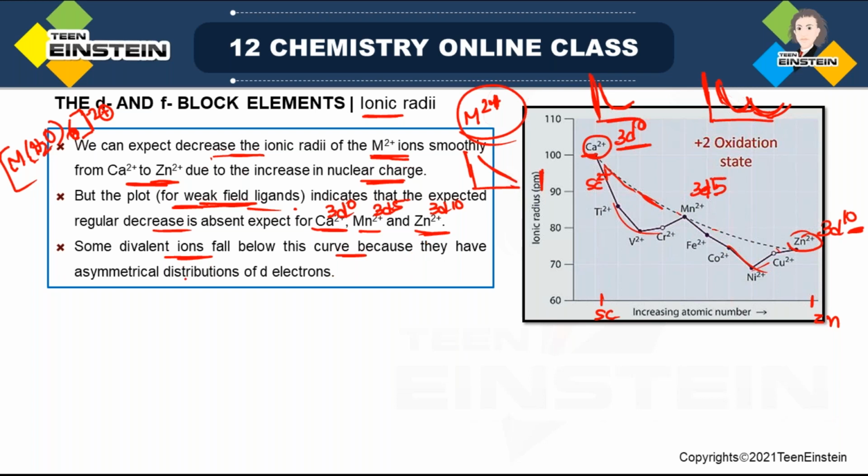Now why is it so? Because they have asymmetric distribution of d electrons. Now what is the meaning of this asymmetric distribution? That we have to understand. Until now what we know is that the d orbital has a maximum capacity of 10 electrons, and we write it in this way, right?